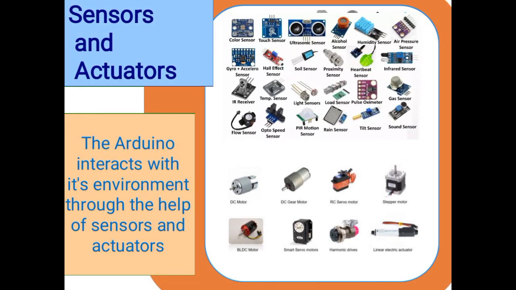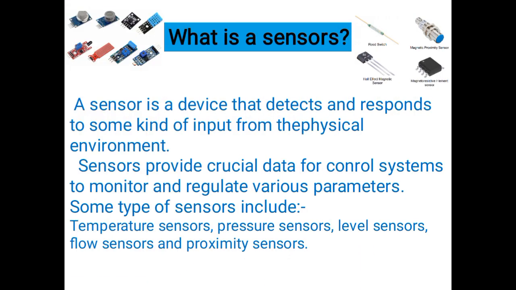And now let's talk about sensors and actuators, because the Arduino can't actually do anything if you can't give it information, and if you can't see how it will output information. The Arduino interacts with its environment through the help of sensors and actuators. Let's talk about what a sensor is, and then what an actuator is.